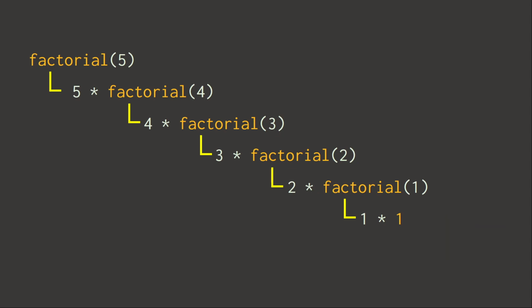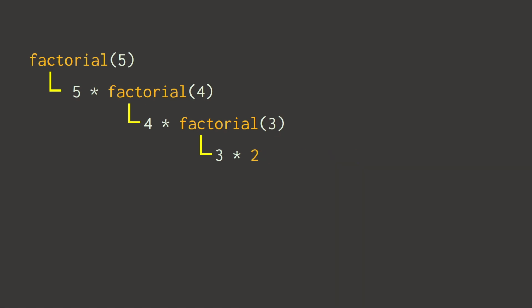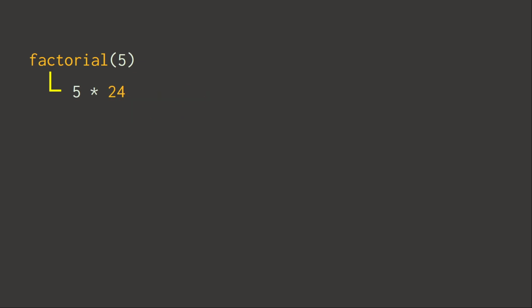So 1 is returned. We now have 1 times 1. We return that. We now have 2 times 1. We also return that. So we now have 3 times 2. We return that. So it's now 4 times 6. We return that. And finally, we get back to the original function. So 5 times 24, we return that, and that's 120.